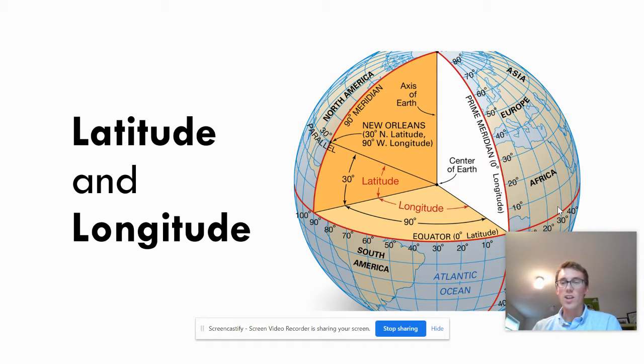So latitude and longitude are how we create a grid over the surface of the Earth to tell where we are in relation to other things. It's particularly important for travelers on the ocean who aren't able to see land and know where they are in relationship to the land.